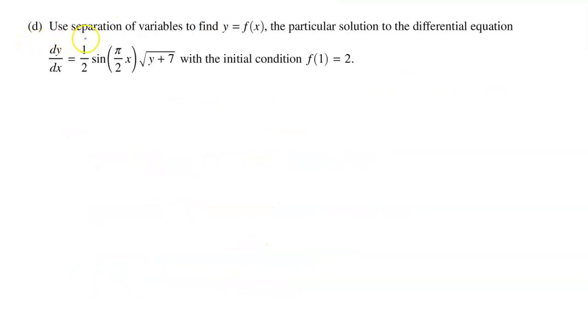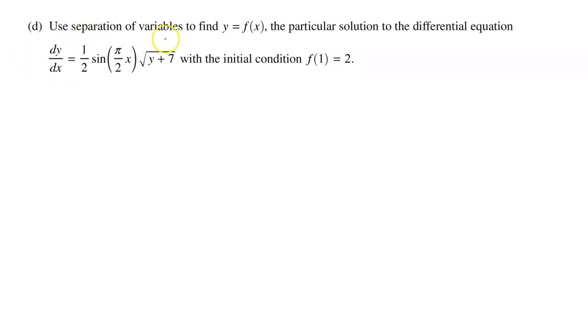Part D. Use separation of variables to find y equals f of x, the particular solution to the differential equation dy/dx equals 1/2 sine of pi over 2 x times the square root of y plus 7, with the initial condition f of 1 equals 2.